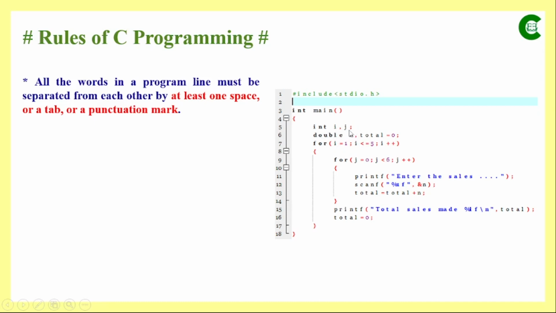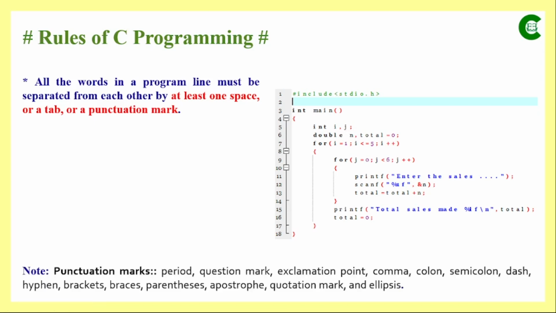Between i and j there is a comma, and these are the punctuation marks that we may use in our C program. But it's not that all the punctuation marks will be allowed everywhere in the program. No, it again has some rules that we need to follow. And again, within this for loop, as you can see, between this i is equal to 1 and i less than or equal to 5, there is a semicolon. Then again, every statement in the execution part within a function is terminated by a semicolon.